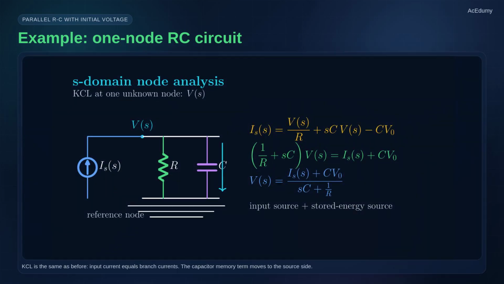Here is the node example. A current source IS of S injects current into the node. A resistor and a capacitor go from the node to ground. The capacitor starts with voltage V0.